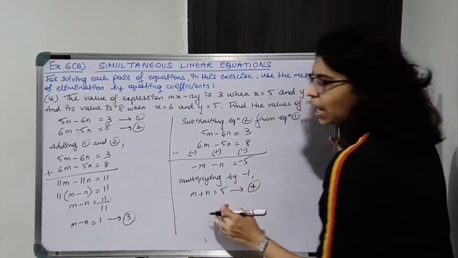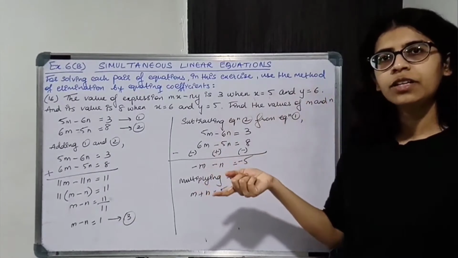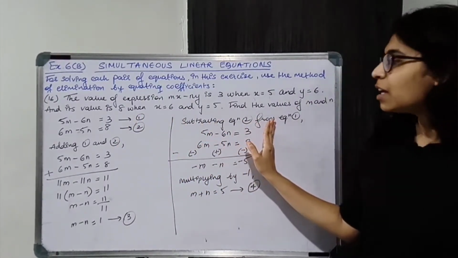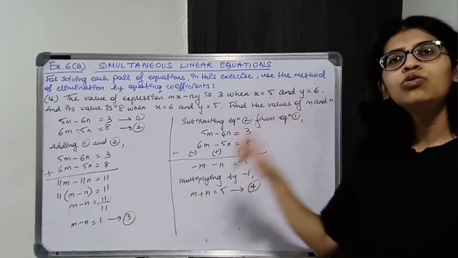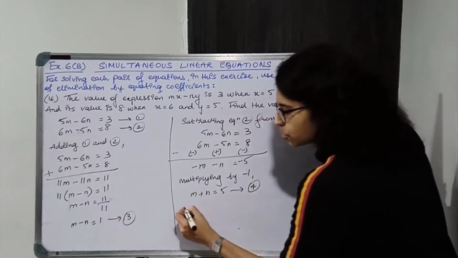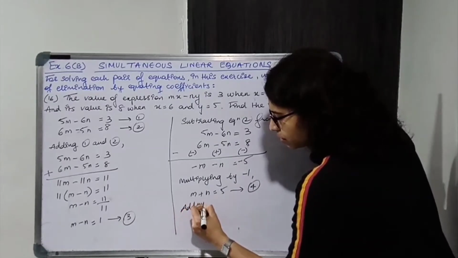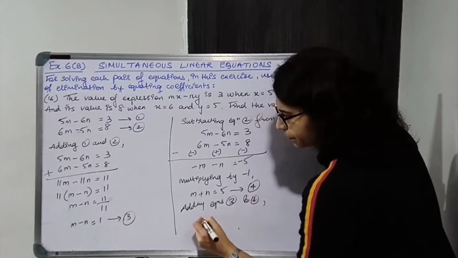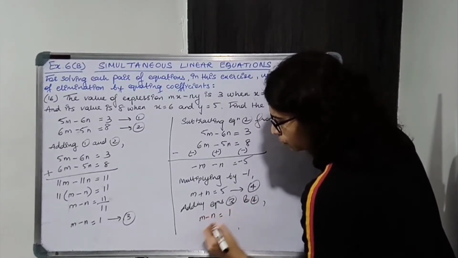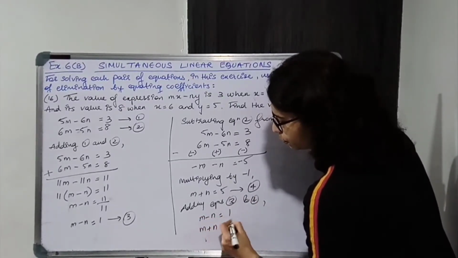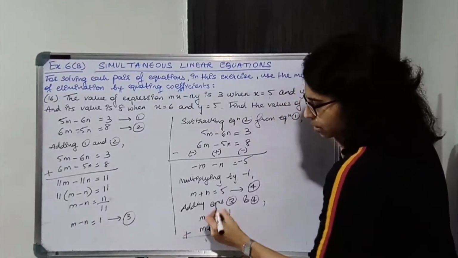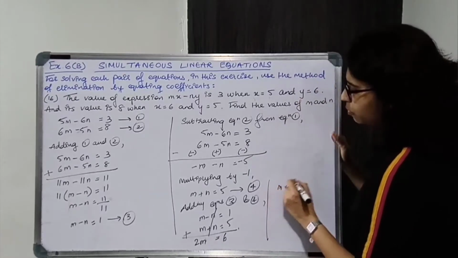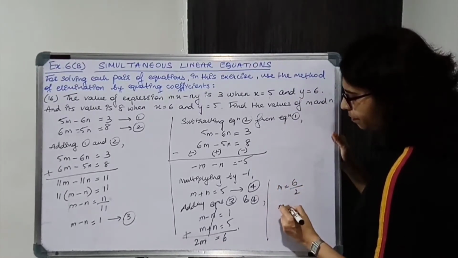Now we just need to add. So add, subtract, add method ASA. First we added these two equations, then we subtracted these two equations. Now जो नया equation मिला है उन दोनों को add करेंगे. So adding equations 3 and 4. So m minus n is equal to 1 and m plus n is equal to 5. This will get cancelled. 2m is equal to 6. So m is equal to 6 upon 2, that is 3.